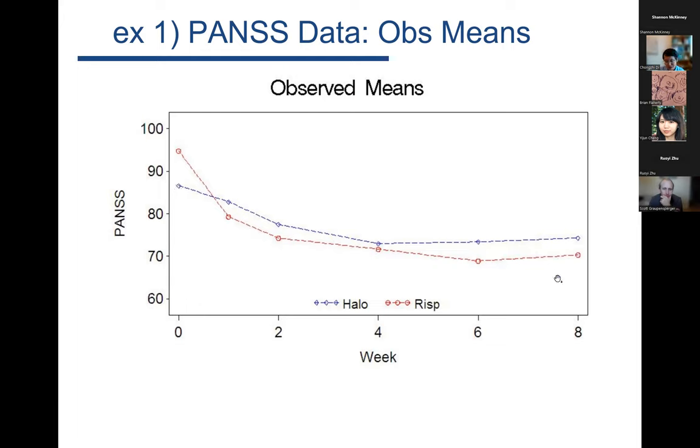So you probably made some observations. It looks like in both arms, the score tends to get lower, which means, remember, lower is better, so the medication is working. Actually, a question was asked: is time zero prior to treatment or not? Yes, it is prior to treatment. That's exactly right. It is a baseline, prior to treatment.